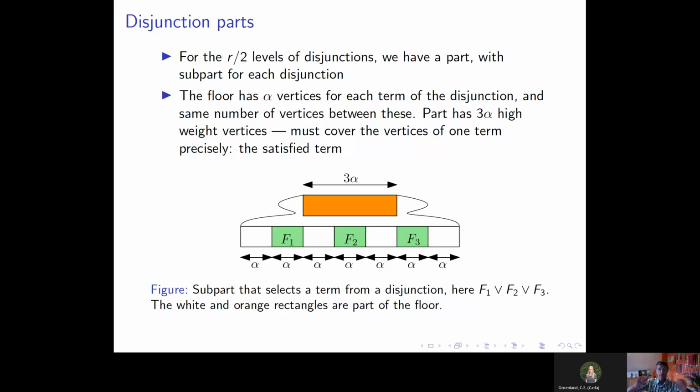And now this disjunction part has 3 alpha vertices of high weight, again such high weight that we cannot fold this part, we have to map it consecutively. And for these 3 alpha vertices, we must cover at least one of these terms exactly. And that term which you cover then is the satisfied term of the disjunction. So this is, with a lot of hand waving, the main idea of how you model that in a disjunction one of the terms is true.